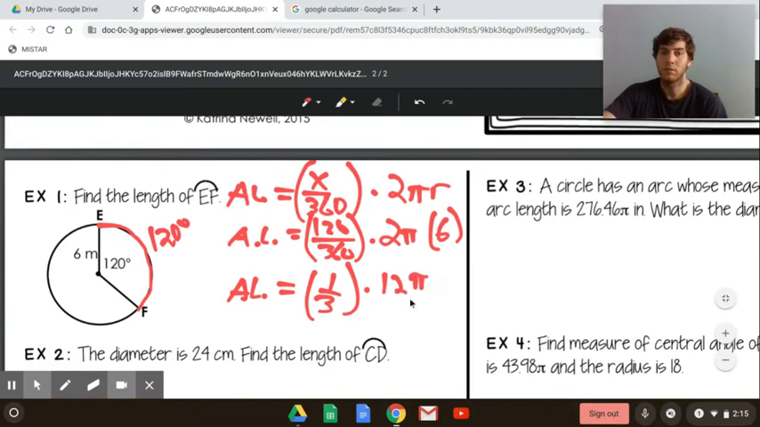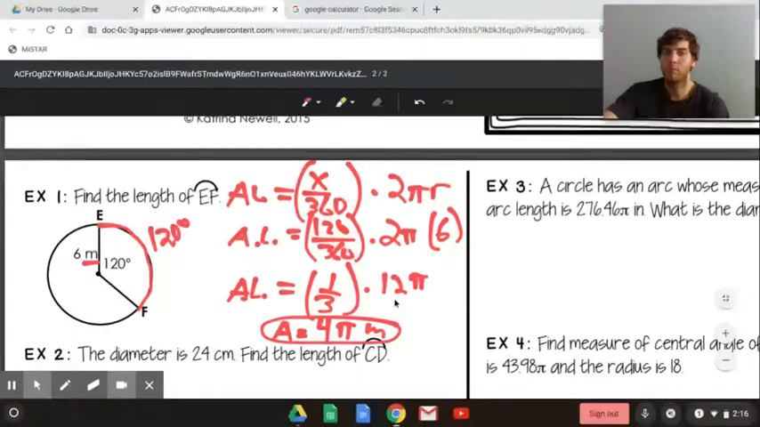Our circumference is 12 pi, but this arc is only 1/3 of the whole circle, so we need to multiply those together. 1/3 of 12 is 4, so that's 4 pi, and our unit was meters. So the distance around the whole circle is 12 pi, but the length of our arc here was just 4 pi, 1/3 of that whole thing.